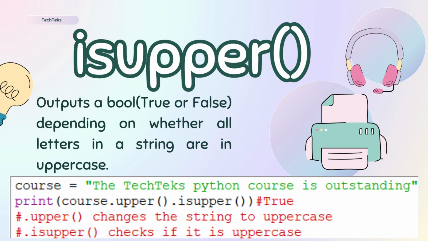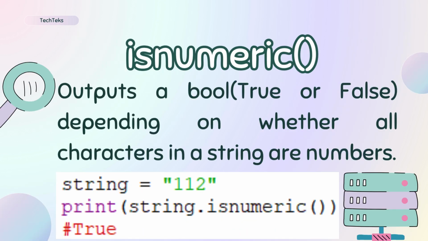The isupper method works exactly like islower, but this time it only outputs true if the letters in the string are in uppercase. So very similar to islower. Now the isnumeric method outputs true or false depending on whether all the characters in the string are numbers. So if all the characters in the string are numbers, then it returns true when you put the name of the variable dot isnumeric.